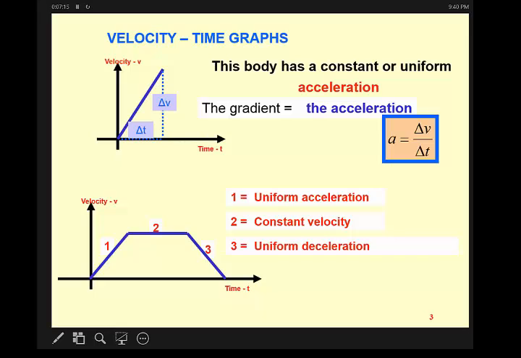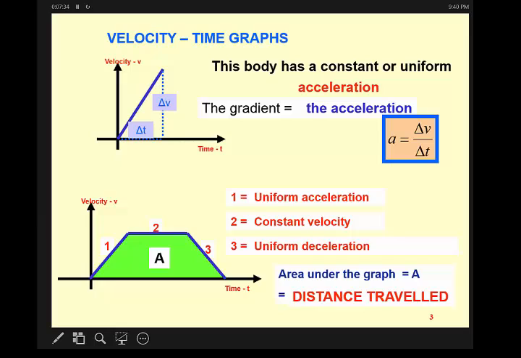Now here's something new for you. The area under the graph also has a meaning. And we can think of it actually in terms of our equations. The area under the graph is actually our displacement, the total distance travelled.